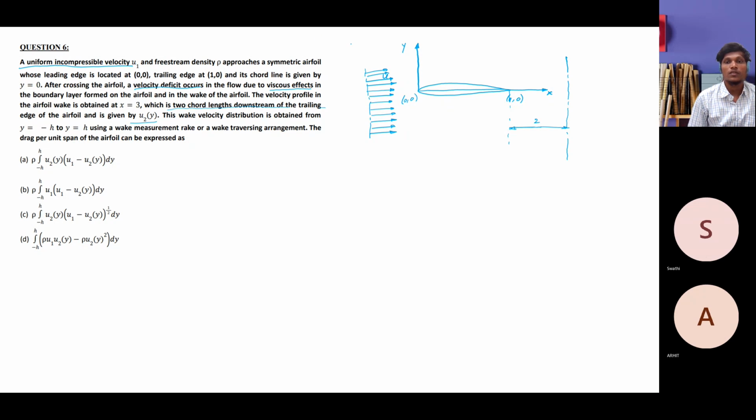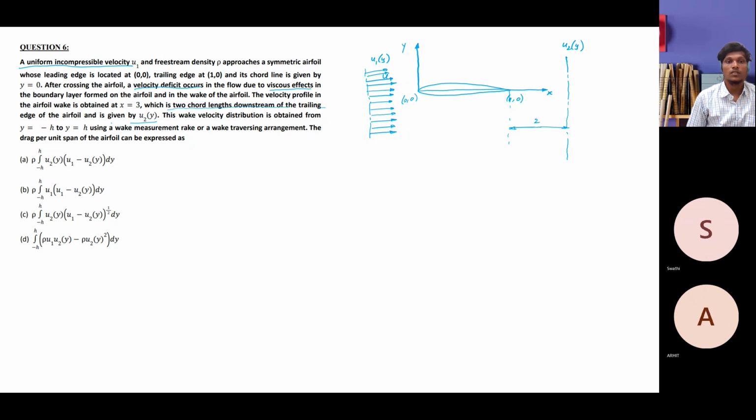Say this is our first station, so it is like u1 of y. Why is it u1 of y? We are mentioning that velocity is a function of y. So as you move along the y direction, your u velocity changes. At the same time, this is u2 of y, where you did the measurements in the wake. So the wake velocity distribution is obtained from y equals minus h to y equals h.